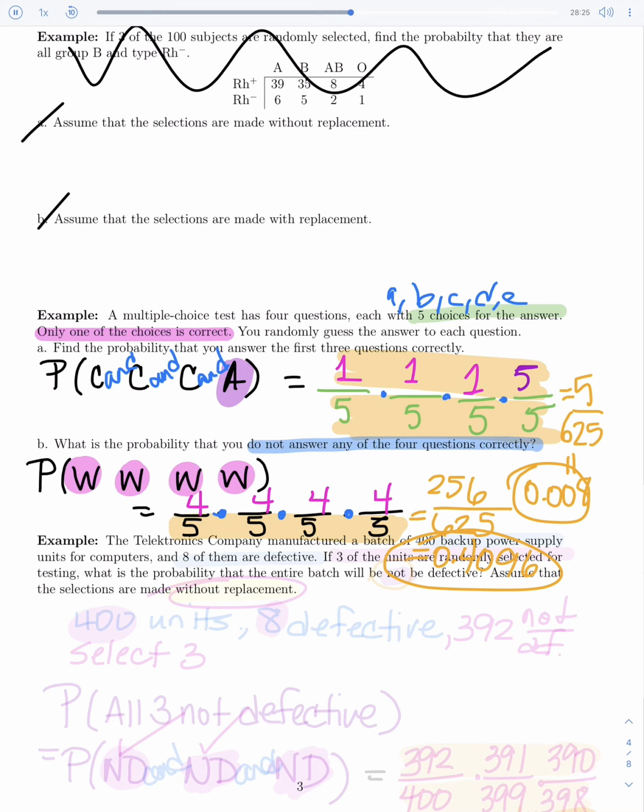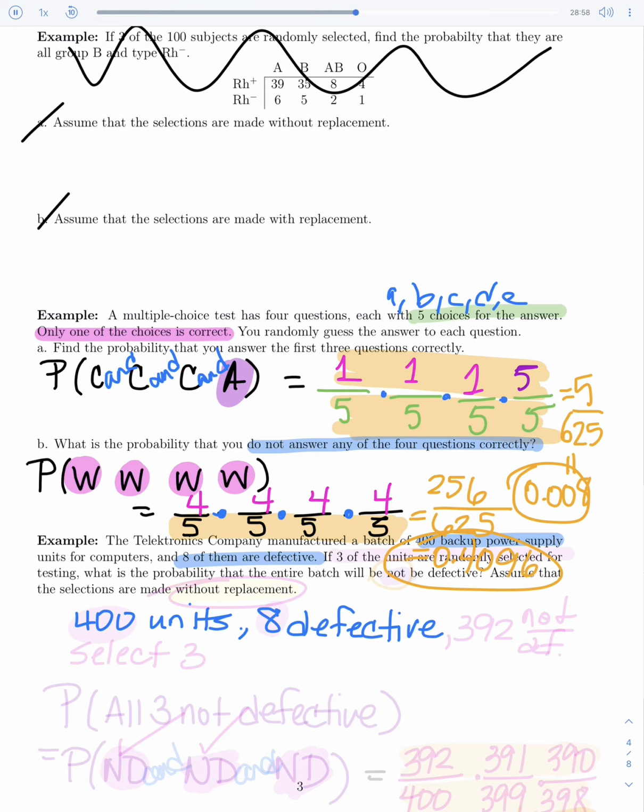Let's take a look at one more similar problem. The Teletronics company manufactured a batch of 400 backup power supply units for computers, and 8 of them are defective. So right off the bat, we have a total of 400 units that we're looking at. And of those 400 units, they tell us that 8 of them are defective.